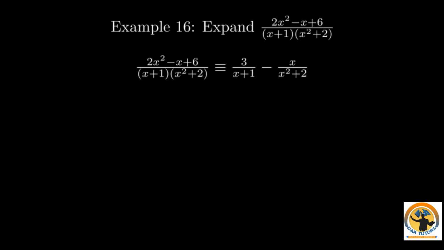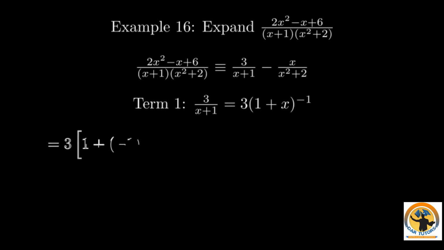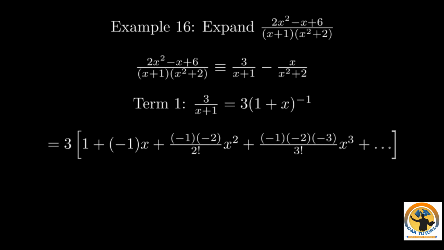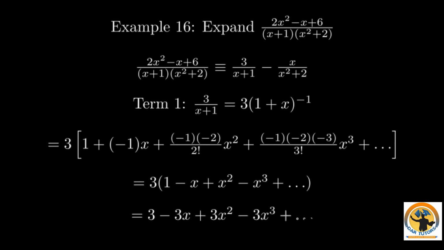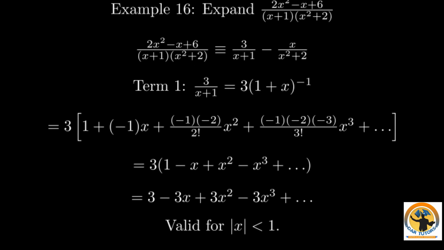Let's start with the first term. We have 3 over x plus 1, which is 3 times (1 plus x) to the power of negative 1. Expanding this gives us 3 times (1 minus x plus x squared minus x cubed), which is 3 minus 3x plus 3x squared minus 3x cubed. This is valid for the absolute value of x less than 1.